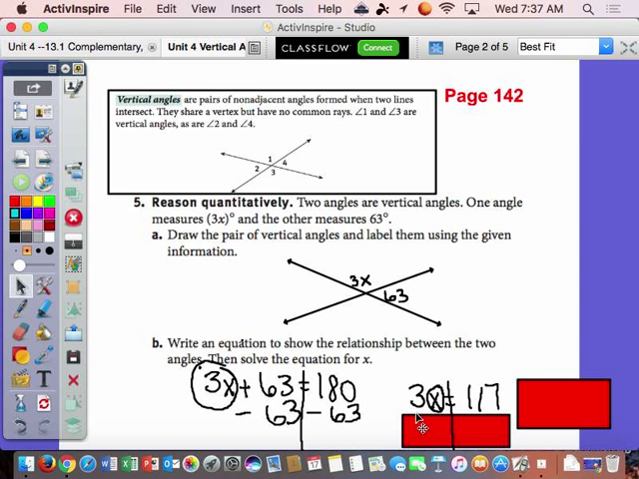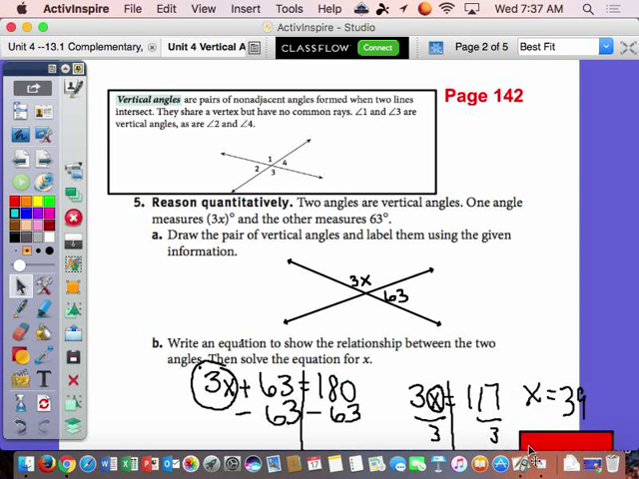What operation is being done when two numbers are next to each other? Multiplication. So the opposite would be division. So I'm going to divide by 3 on both sides. Whatever you do to one side of the line, you have to do to the other side of the line. What is 117 divided by 3? 39. I know you can't see it very well.